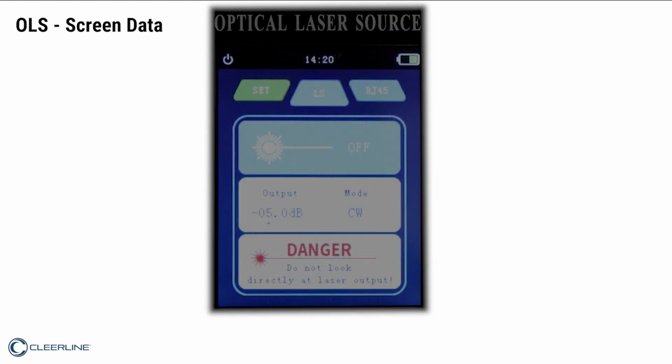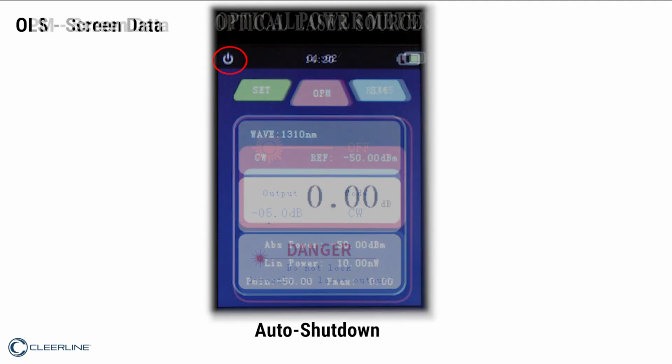Screen data. Items indicated on the OLS screens are as follows. Wavelength. Ensure the correct wavelength is set. Output power and mode. Battery level. Auto shutdown status. Power symbol appears when auto shutdown is enabled.